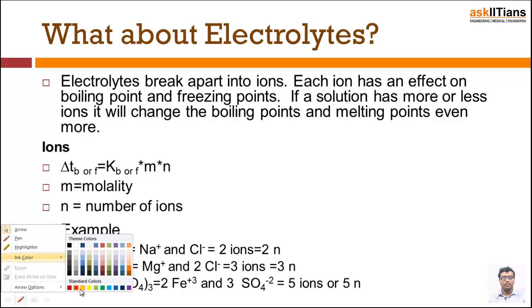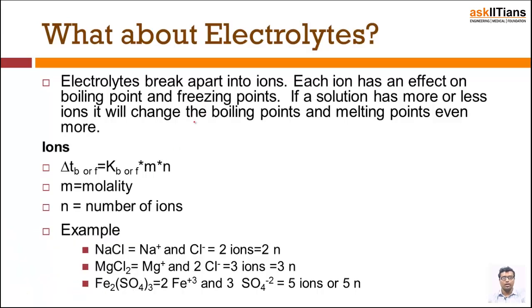Now, what happens if this solute is an electrolyte? We know that any electrolyte breaks apart into ions. Each ion has an effect on boiling point and freezing point. We will be discussing freezing point in the next part. But what is important is that when you have an electrolyte, it can be split into ions, and each ion will affect the boiling point and freezing point. So, if a solution has more ions, it will change the boiling point and freezing point even more.